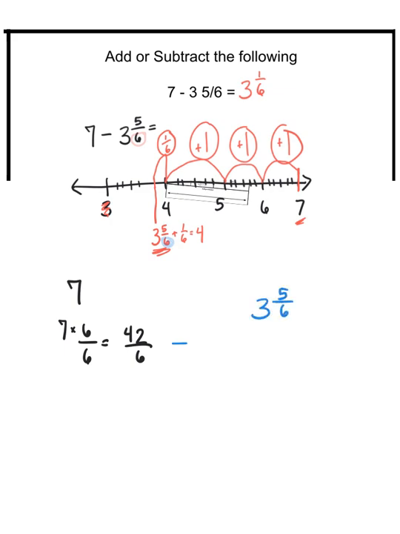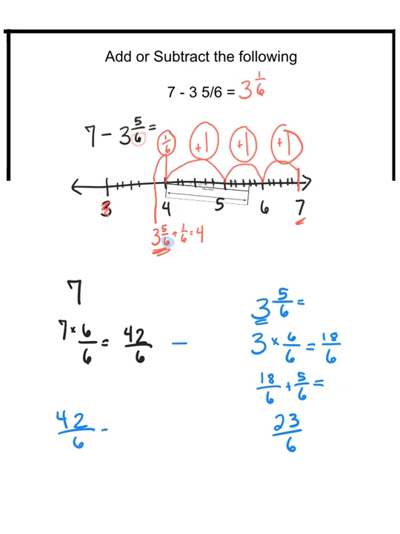Then you would take your 3 and 5/6 and convert that to an improper fraction. So that would be 3 groups of 6/6. That's your 3 wholes. That gives you 18/6. 18/6 plus 5/6 gives you 23/6. Now we can subtract 42/6 minus 23/6.